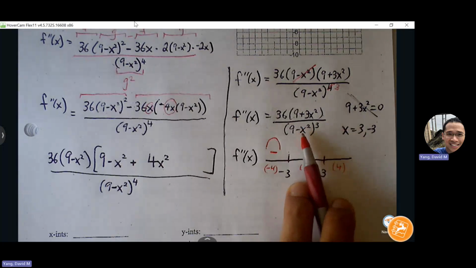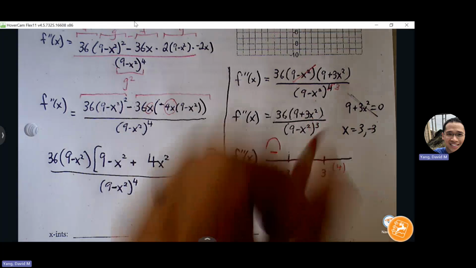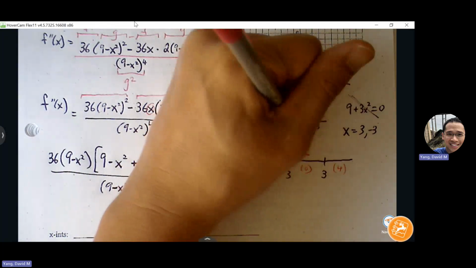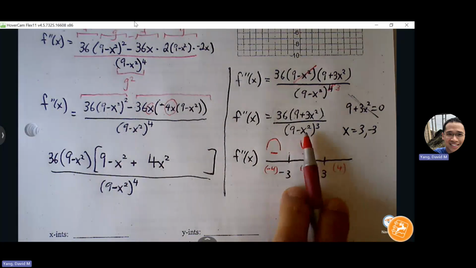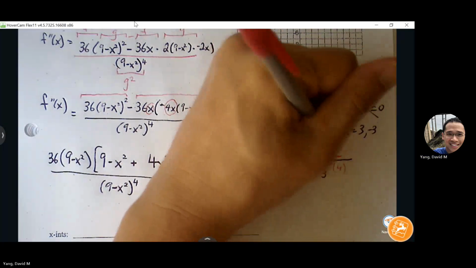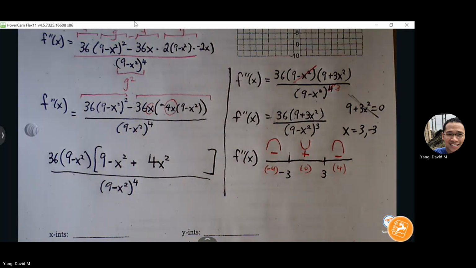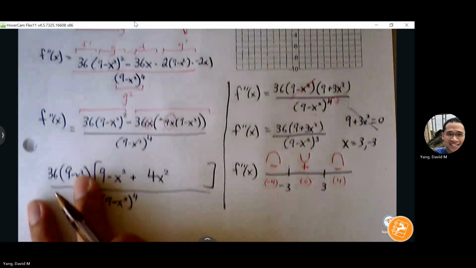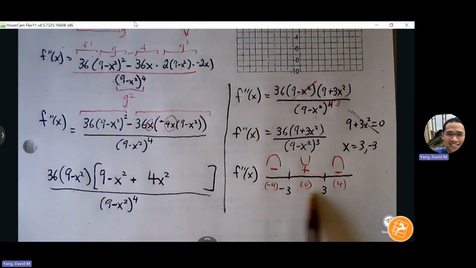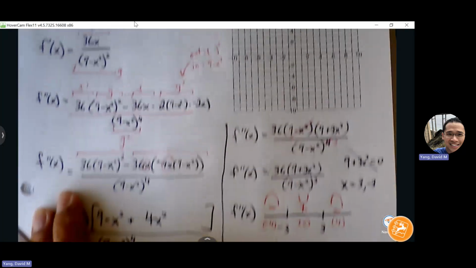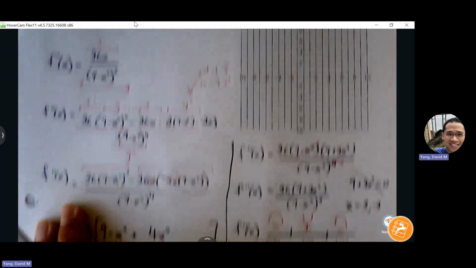0 into the denominator, I get 9 cubed, which is positive. My numerator is positive, so it's only the denominator I have to worry about. Plug 4 in, 9 minus 16, negative cubed is negative. Okay, so no points of inflection. I do have a couple of intervals of concave up, concave down. Let me see what I can do to sketch the graph.